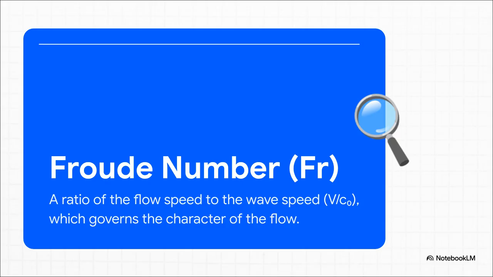It's really just a simple ratio. It compares the flow velocity, that's v, how fast the water itself is moving, to the wave speed, which is how fast a little ripple can travel across that water's surface. That's it. It's the speed of the water versus the speed of a wave on that water.